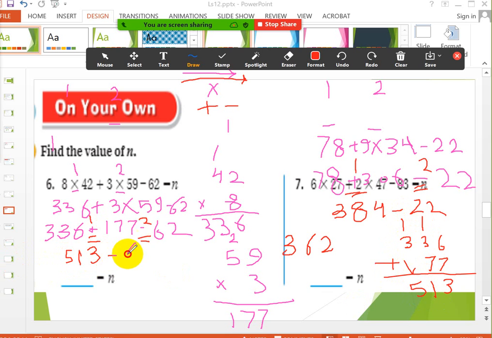Minus 62. Let's find the subtraction. Let's subtract 62 from this number. 3 minus 2 equals 1. 1 minus 6, I have to borrow, so this one will be 4 and this one will be 11. 11 minus 6 equals 5, and this will be 4. So the final answer will be 451.